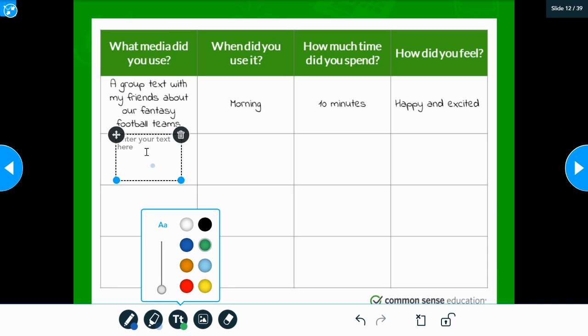Okay. So what media did you use? So this said group text with my friends about our fantasy football teams. That's cool. When did you use it? You used it in the morning for 10 minutes and you were happy and excited. So what time did you use it? How much time did you spend? How did it make you feel? So that's what you're going to be completing. Please pause your video and complete this.